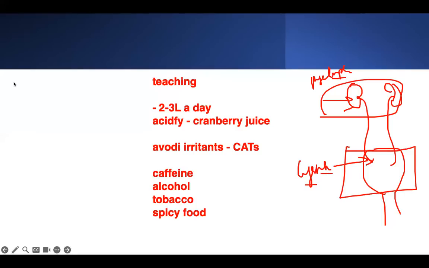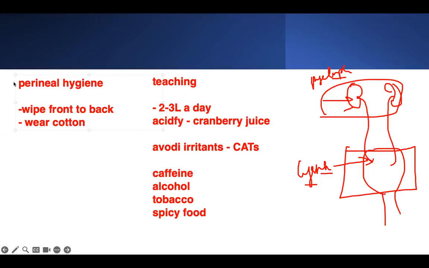Okay, then you should tell them to perform perineal hygiene. This is extensive, because it's very important. They need to wipe from front to back, not back to front. That will cause bacterial introduction into the urethra. They need to wear cotton and avoid synthetic clothing. Synthetic absorbs moisture. Cotton is better, so that will avoid that. No bubble bath, no douching or anything like that.